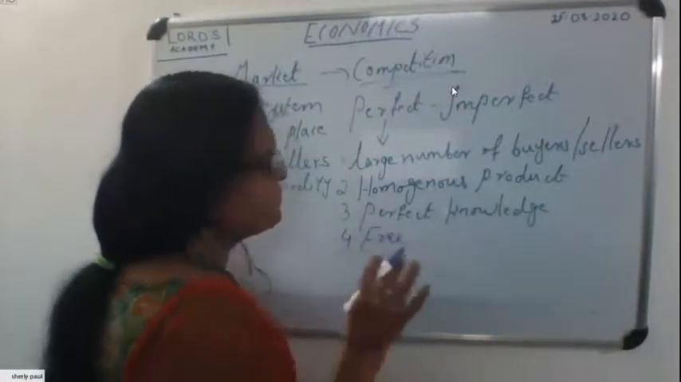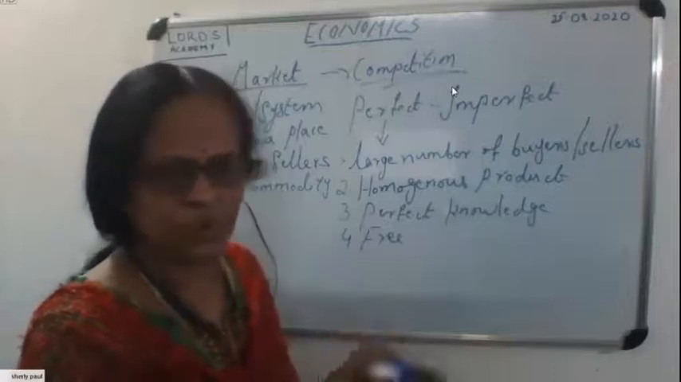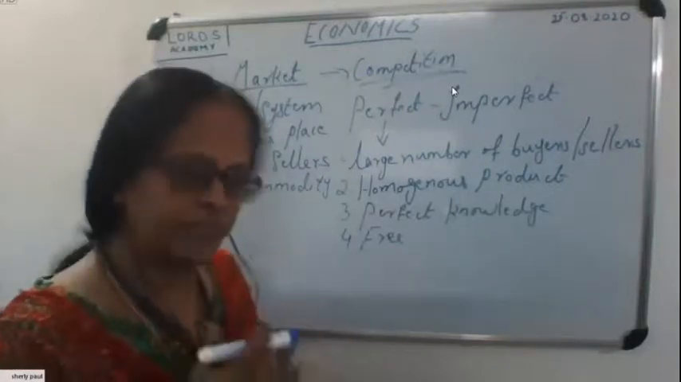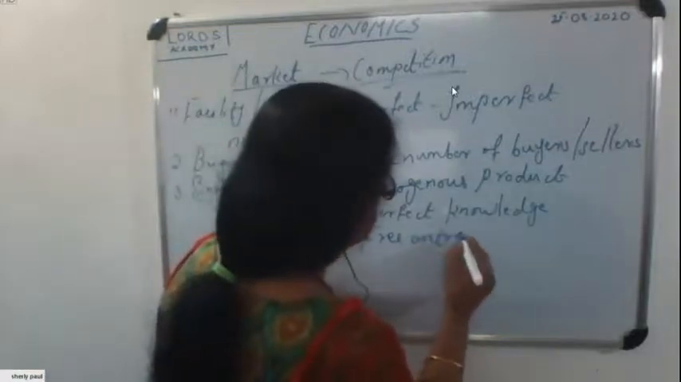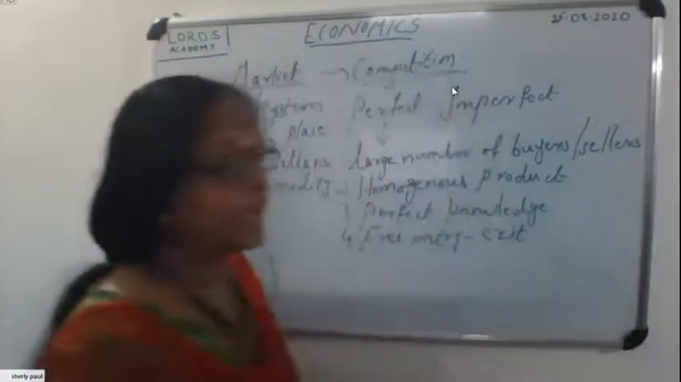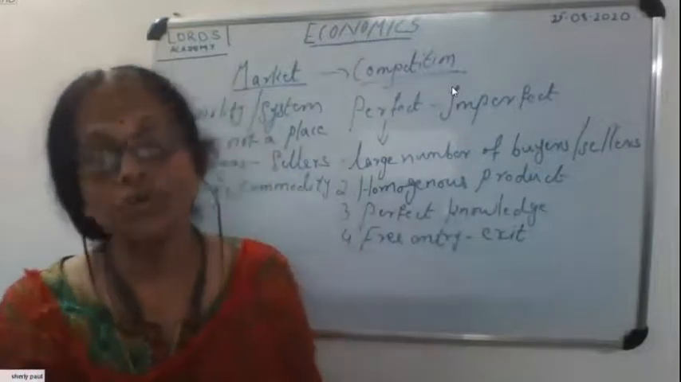Free entry, because anybody is free. If they want to close that firm, okay, I'm not at all happy about this product, I can stop it, no restrictions. If anybody wants to start the same item, no problem, no restrictions are there. Free entry and exit. Clear? That is a perfect free entry and exit of firms.